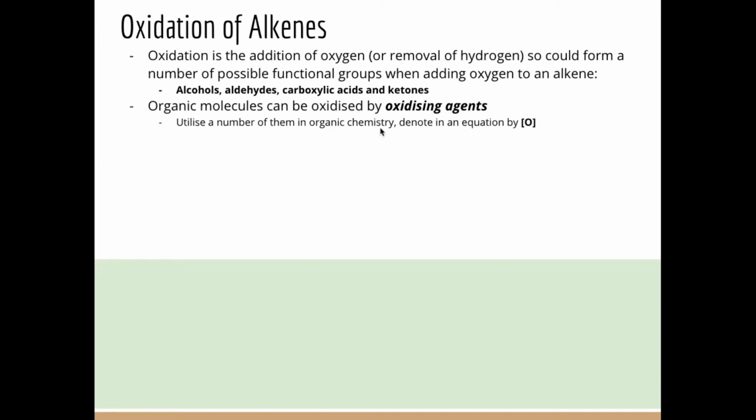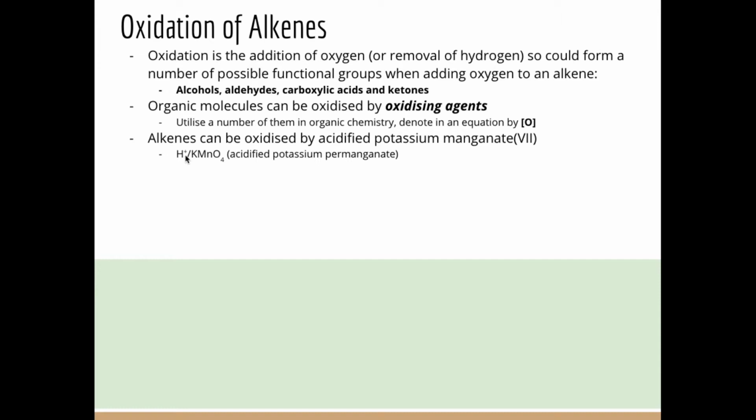So we utilize a number of them in organic chemistry, so we need to be able to identify certain species as oxidizing agents. And we denote them in an overall equation by just [O]. So we're just interested in where this source of oxygen is, where this oxygen atom is going. One such oxidizing agent is acidified potassium manganate, and we can oxidize our alkenes using this. So we might represent it like this, H+ being our source of acid, whatever acid that is, just an H+ donor, so that's our source of hydrogen. And then our potassium permanganate, KMnO4, so K+ and MnO4-.